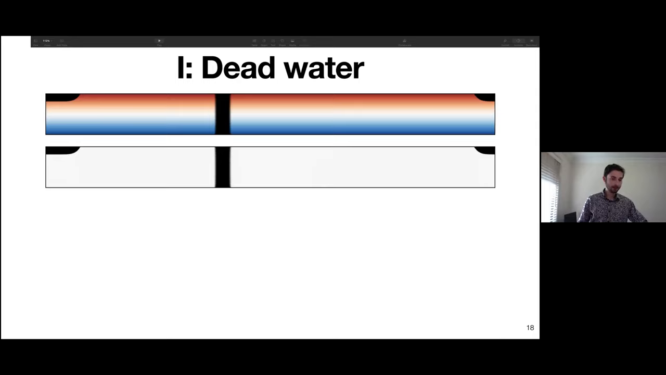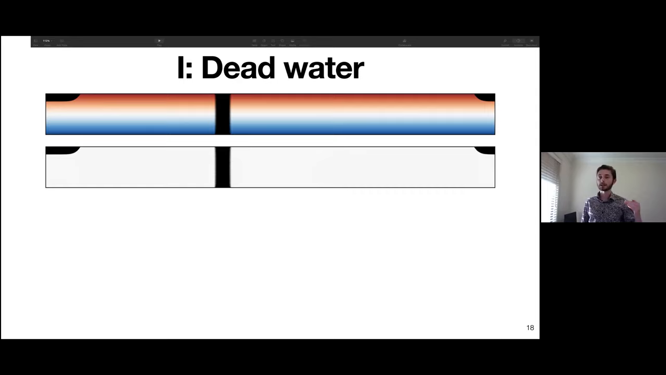I showed you a movie before. I'll explain it in a little more detail now. This movie has two panels. On the top, I've got a boat, that's the black oval you can see. On the top, I'm plotting the density of the fluid. And the point is that dead water involves stratification of the fluid density.